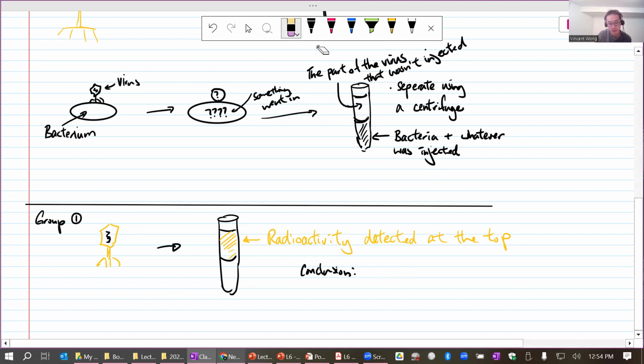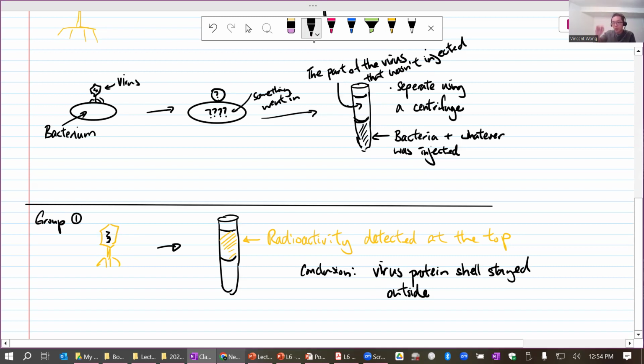The virus protein shell stayed outside. Now this is a little bit tricky.